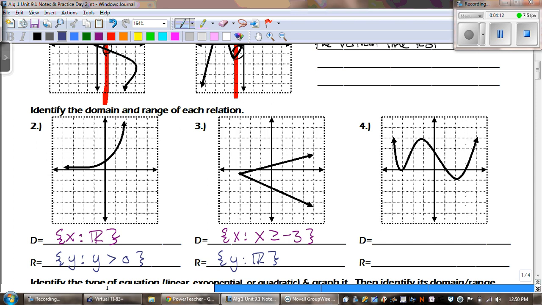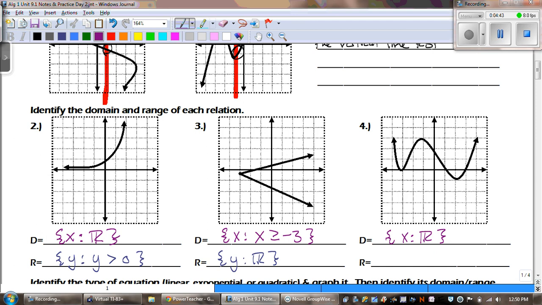Okay, and number 4. First thing, the domain from left to right. Is there a specific start or stop? Like, yeah, Mr. Grice, it's right there and right there. But remember, those arrows, as it goes up, it's going to go out wide too. So I don't know where it begins or ends. So that's when that domain is all real numbers.